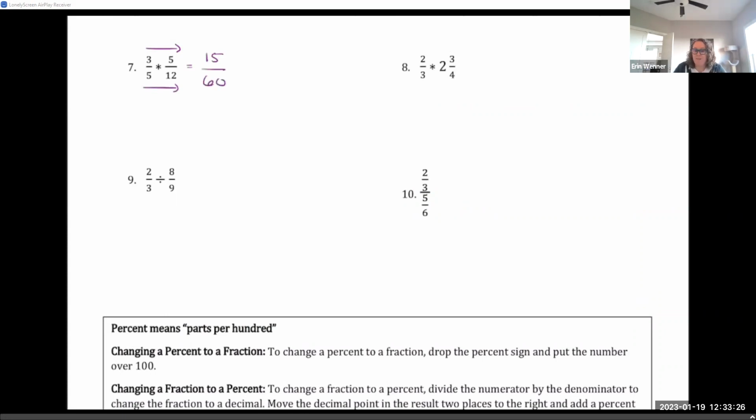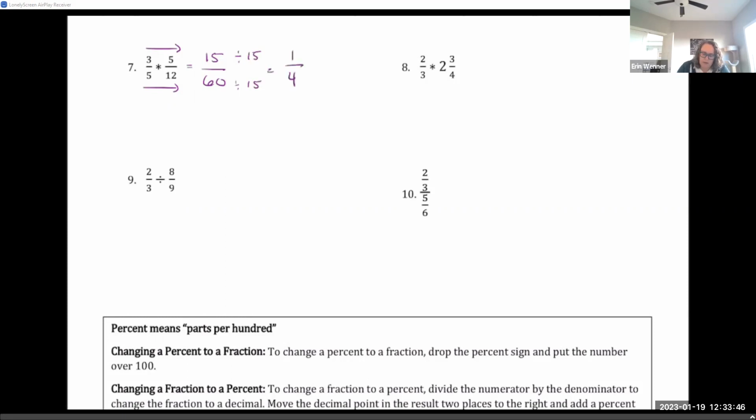15/60 is not in reduced form. There are common factors that go into both 15 and 60. And so we would have to now reduce this. Now the greatest common factor for both of these is 15. So if I divide my numerator by 15 and my denominator by 15, I get 1/4.